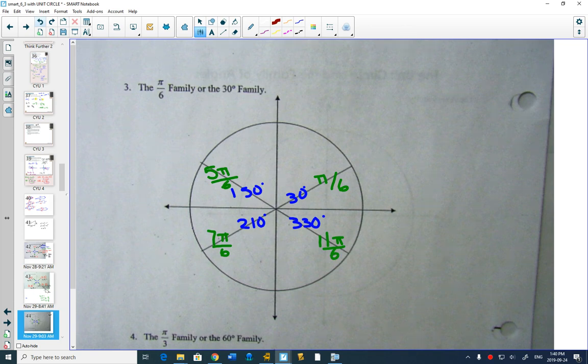Again, in quadrant 2, I would think of pi minus my reference angle. And for my common denominator, you'd change pi to 6 pi over 6, minus 1 pi over 6, 5 pi over 6. 6 pi over 6 plus 1 pi over 6, 7 pi over 6. And 2 pi would be 12 pi over 6, minus 1 pi over 6, 11 pi over 6.